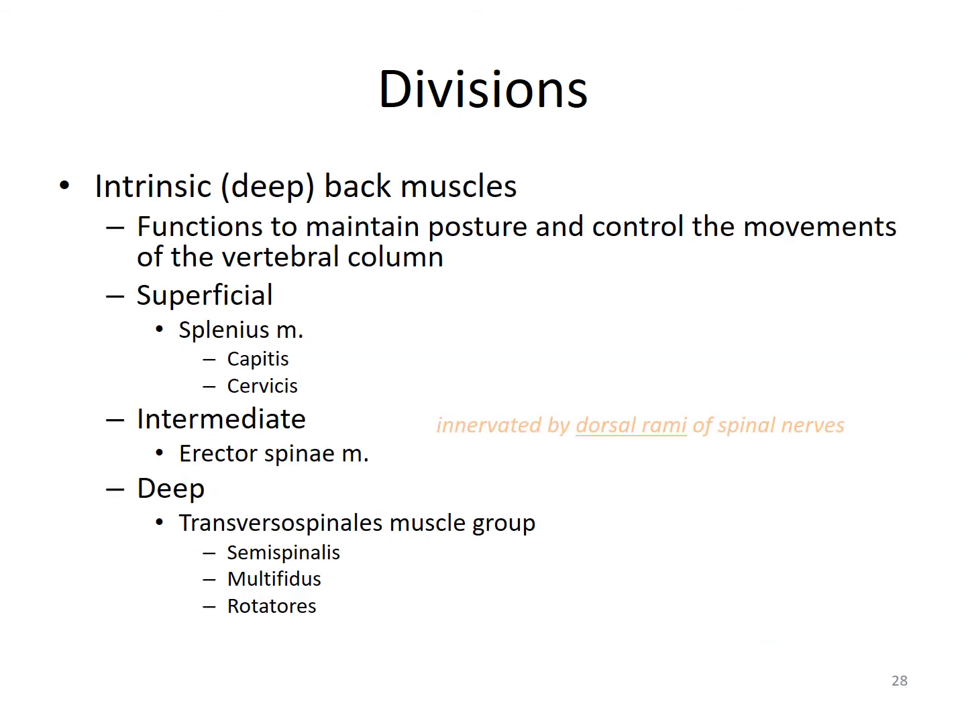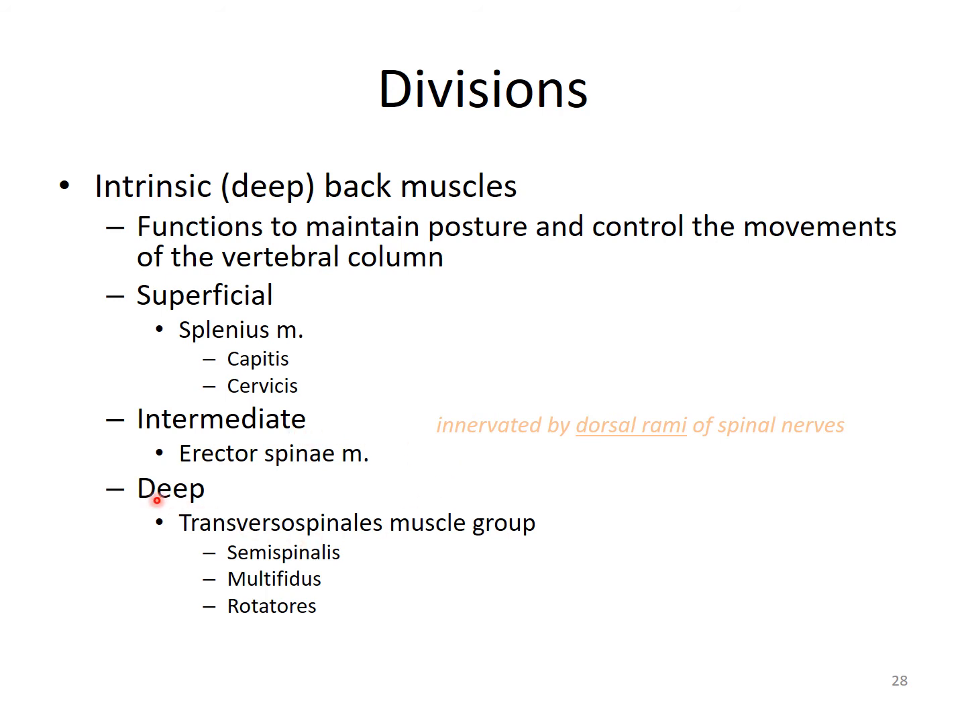Then, of course, you have some deeper back muscles. The intrinsic deep back muscles function to maintain your posture and control movements of the vertebral column. Superficially, you're going to have some of these in the cervical region. You have the splenius capitis and splenius cervicis. It is doubtful that we're going to dissect these two in detail in the lab. However, we're going to find the intermediate group, which are the erector spinae muscles. They are the ILS muscles, or the I love spaghetti muscles: iliocostalis, longissimus, and spinalis.